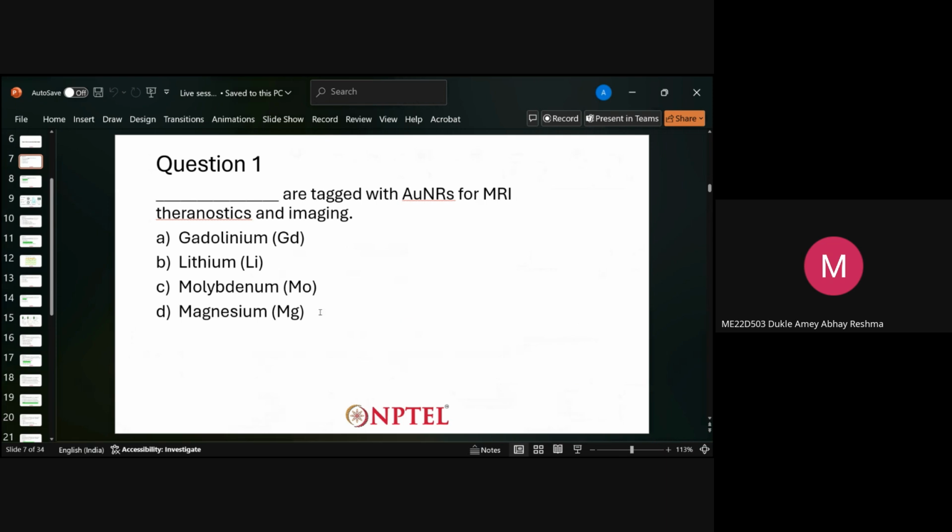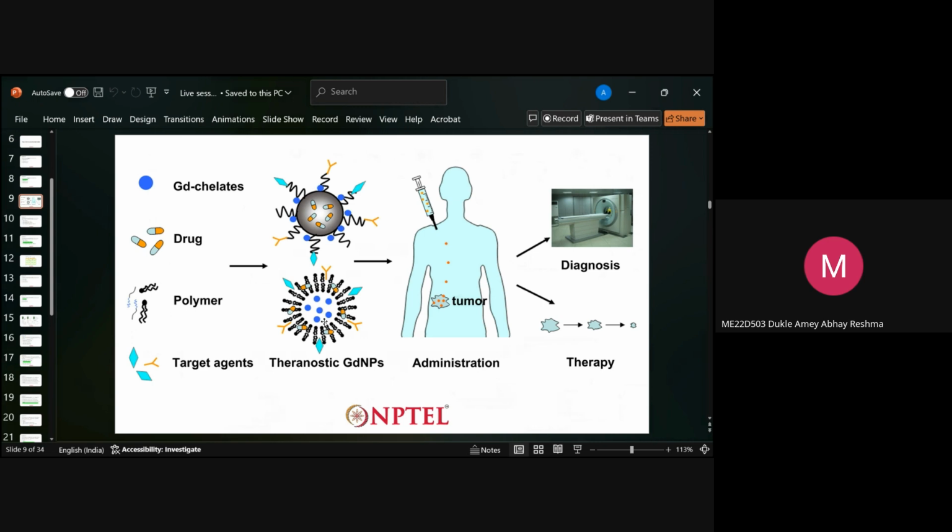So the options are gadolinium, lithium, molybdenum, magnesium. So the answer is gadolinium. This is how it works. Basically, you have the shells. So basically, the nanoparticles of gadolinium are coated with drugs and polymers and the target agents. Now, once it is inserted into the body, the MRI machine will be able to track the movement. So if you have gadolinium, you are able to track where it is.